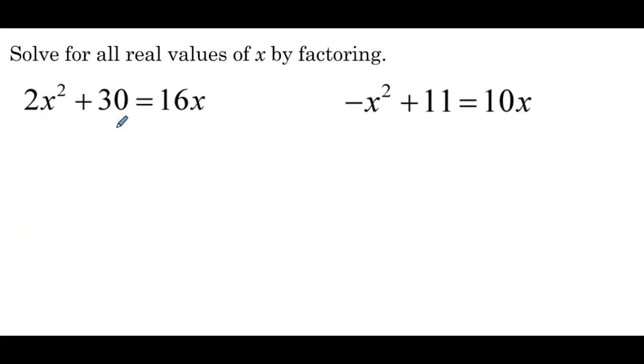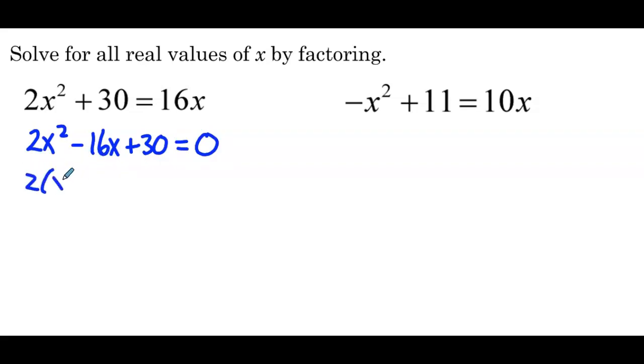Next up, we have 2x squared plus 30 equals 16x. So again, that first step is setting the equation equal to 0 by subtracting 16x from both sides. Helpful to write it in standard form when you do that, so that factoring's easier. Now, there's a greatest common factor of 2, and by factoring that out, it's going to make our life easier. So we have x squared minus 8x plus 15 equals 0. Let's fix that 0.